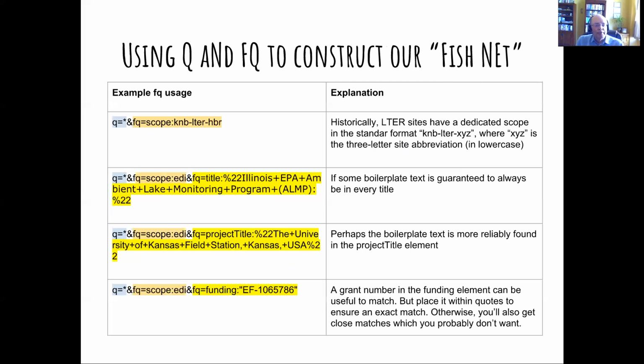In the third example, once again, we filter on scope EDI, and this time we add a second filter query on the project title element instead of the title element, filtering on the boilerplate text, the University of Kansas Field Station, Kansas, USA. The final example uses a grant number in the text of the funding element as a way to collect together all data packages funded by a particular grant.